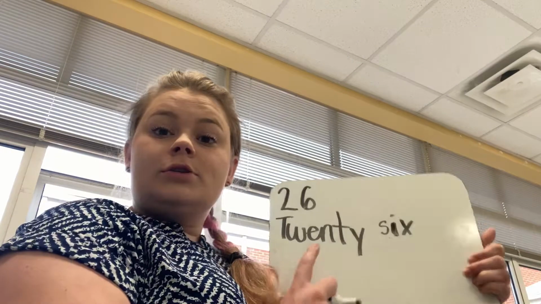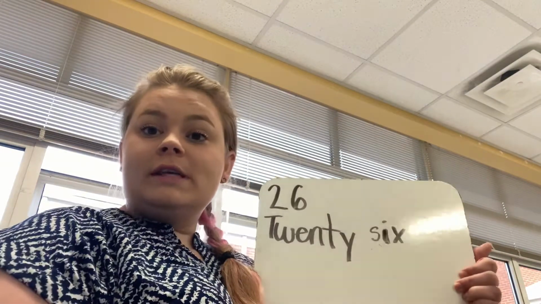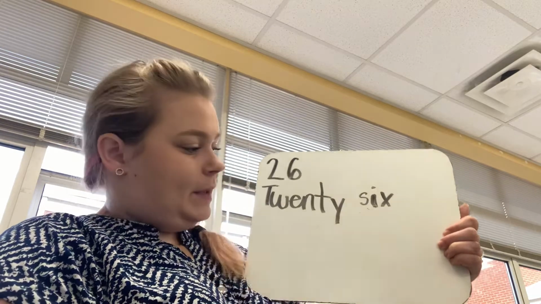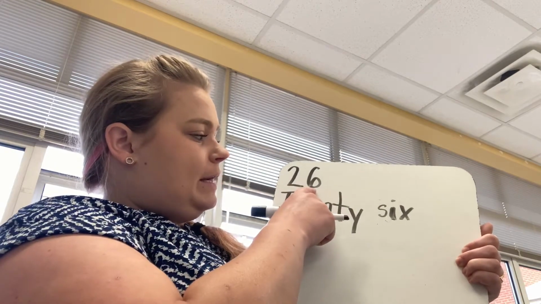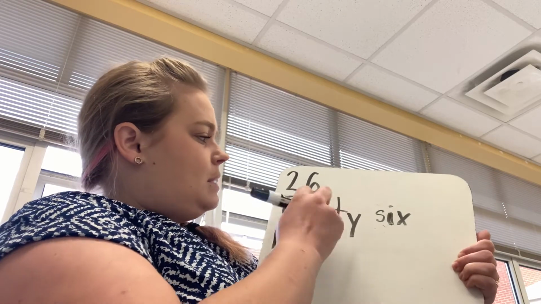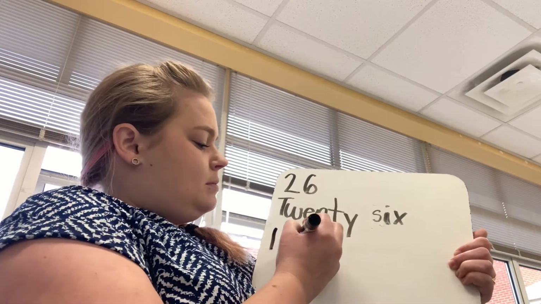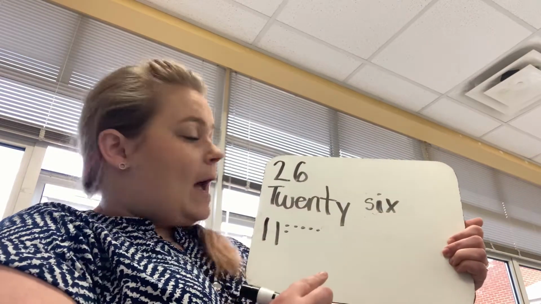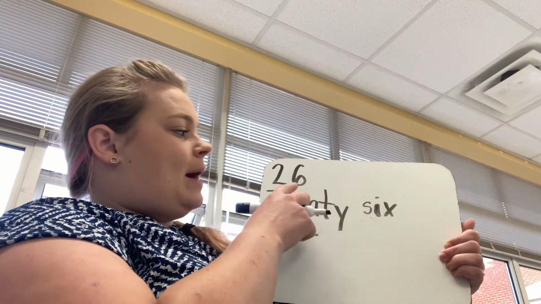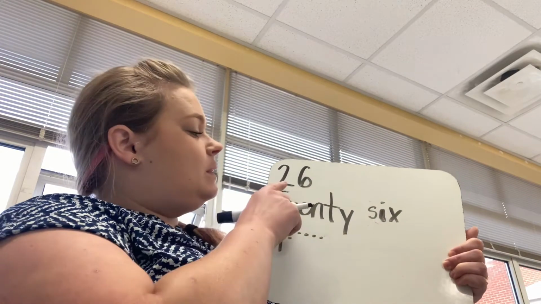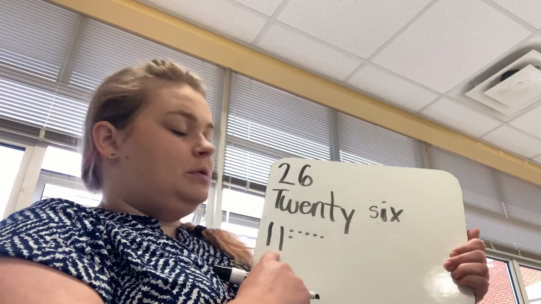I could also show this number using base 10 pieces. We're going to draw our base 10 pieces. 26 is 2 10s and 6 1s. So I'm looking at the place value. I know that 6 is in the ones place. So I have 6 1s and 2 is in the tens place. So I have 2 10s.